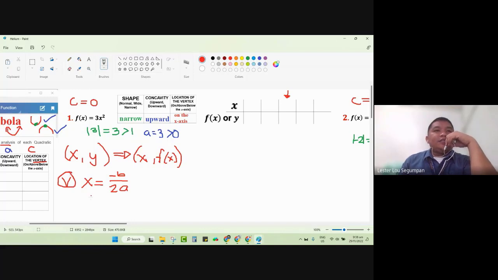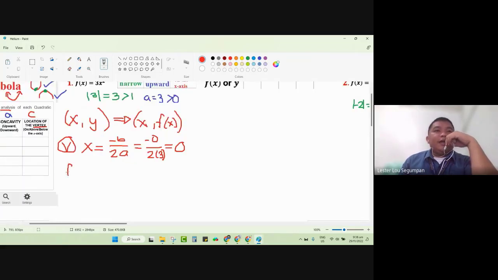So let's try. Our b is 0, so negative 0 over 2 times 3, which is the value of your a. No matter what the value of your denominator is, since your numerator is 0, the x coordinate of your vertex is 0. So you could just simply place it here already if you would like to. That's already the value of x for your vertex.